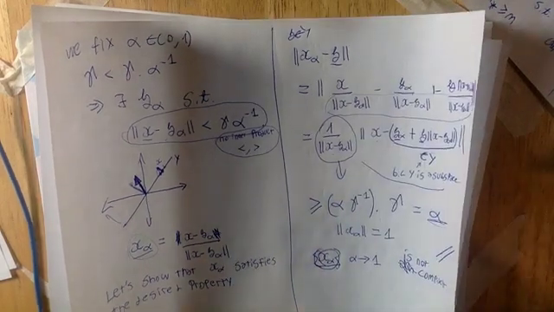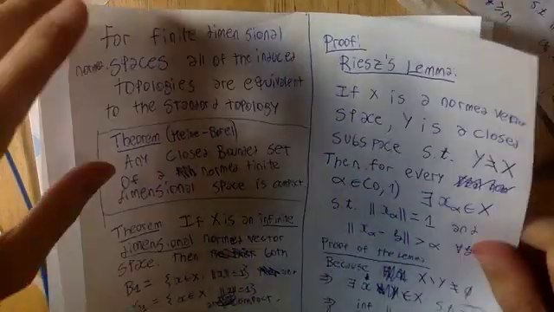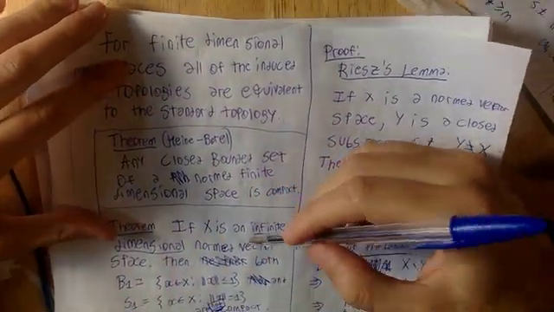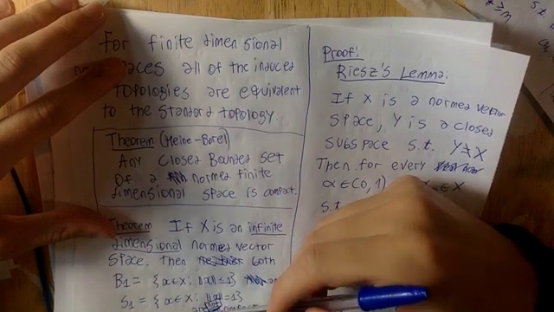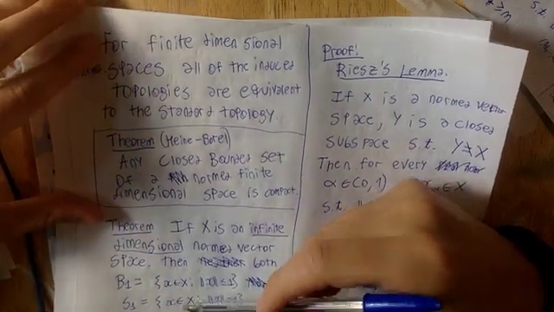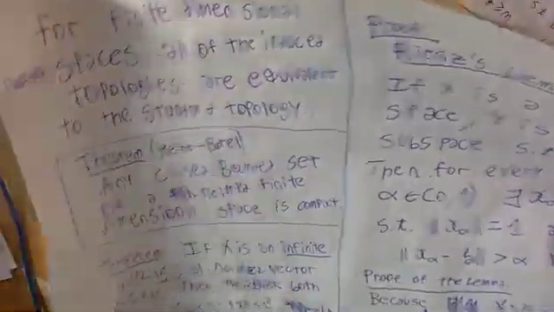Okay, and this is what we are going to show now, which is the theorem that I was talking about before. If X is an infinite dimensional normed vector space, these sets are not compact. Okay, so both the unit ball and the unit sphere are not compact. Okay, so how do we show this? We're going to be using Riesz theorem.